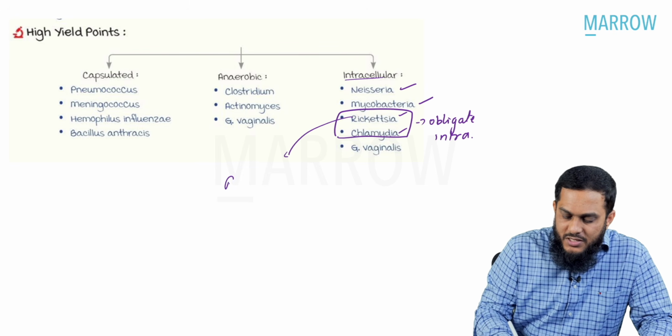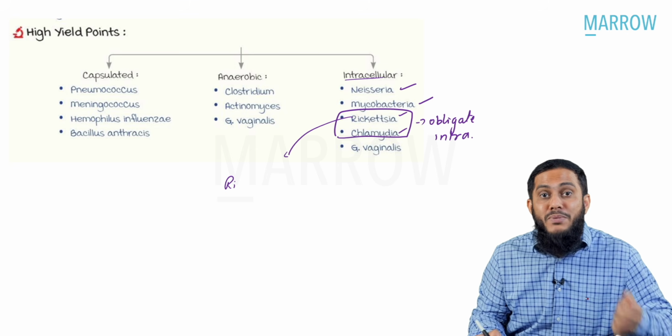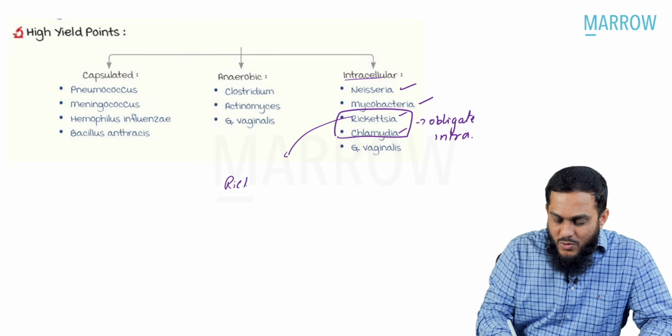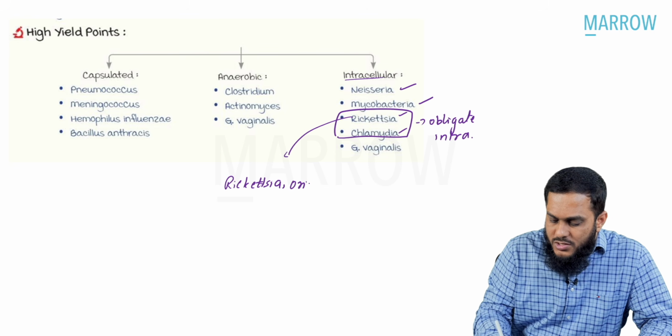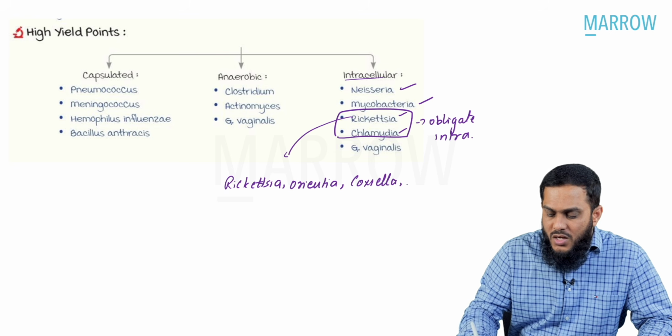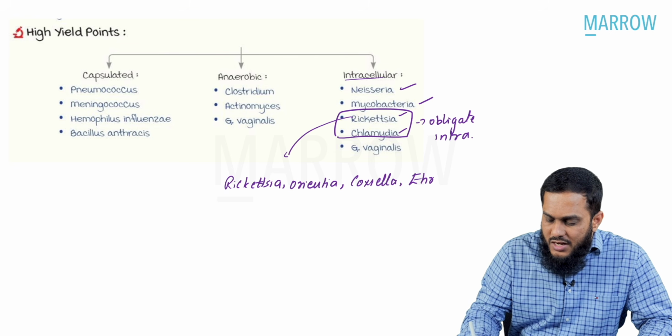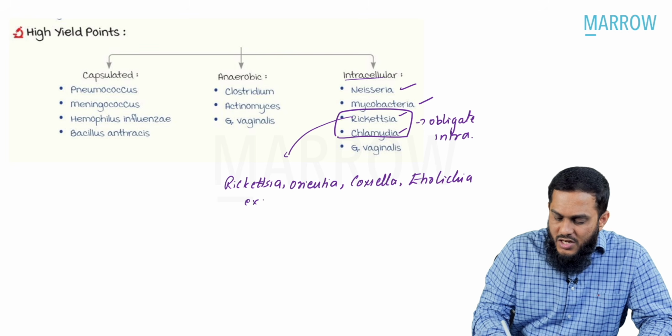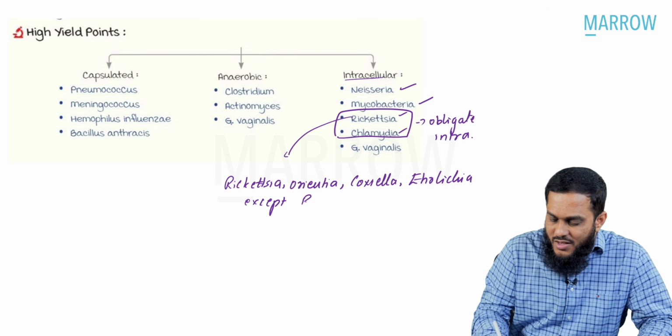But Rickettsia, sir, is a big family having many brothers. We have discussed that one of the brothers of Rickettsia is Orientia, and Orientia is also obligate intracellular. Another brother is Coxiella, which is also obligate intracellular. Another brother is Ehrlichia, which is also obligate intracellular. Except there is one more brother, Bartonella. This is not obligate intracellular.